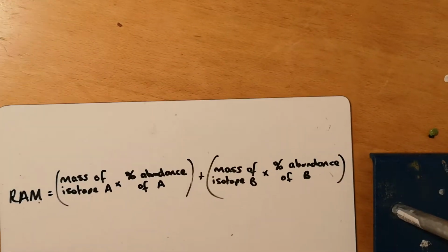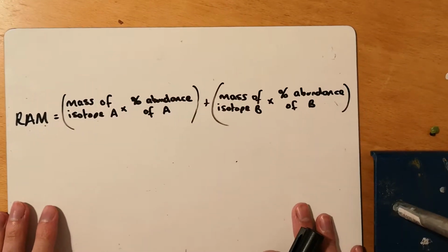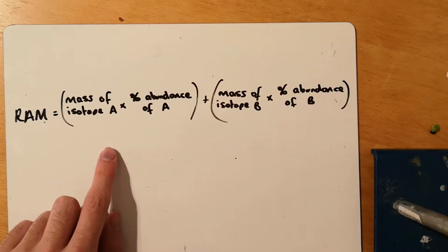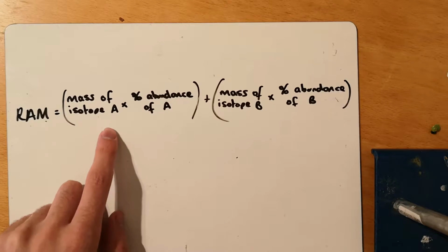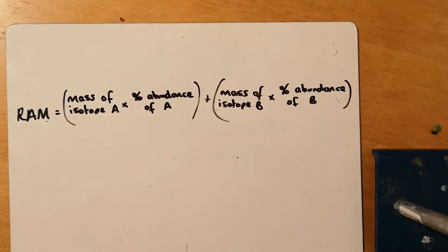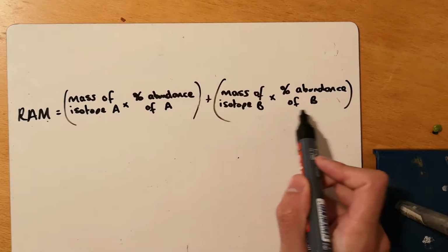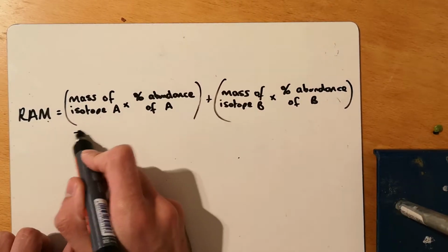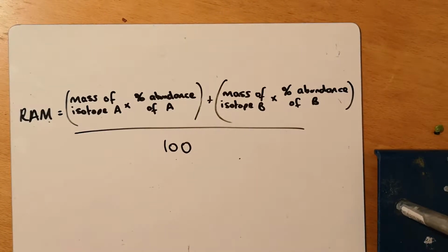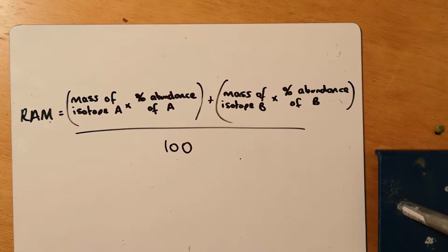To calculate relative atomic mass, we use this equation. The relative atomic mass is equal to the mass of isotope A times the percentage abundance of A. We then add on the mass of isotope B times the percentage abundance of B and divide by 100 when we're dealing with percentages. So there are two different ways this information could be given to you.